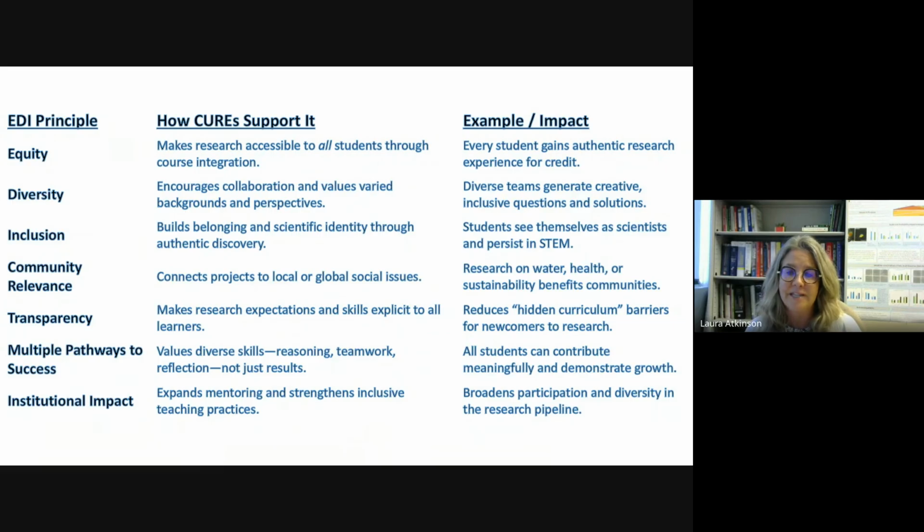It also breaks down barriers for students who might not know that they need research or know anything about research or why it might be useful for professional programs or other things. So it just breaks down a lot of barriers. It encourages collaboration and diverse teams, and the students see themselves as scientists. So I think that's really important.